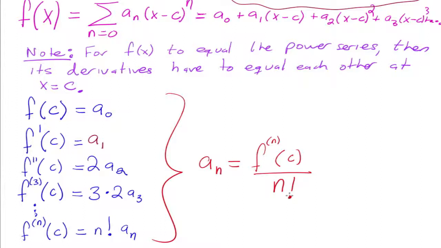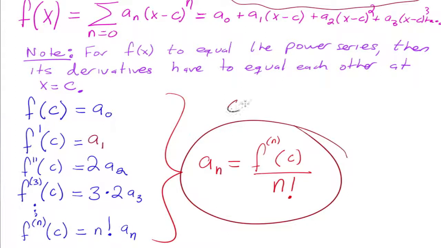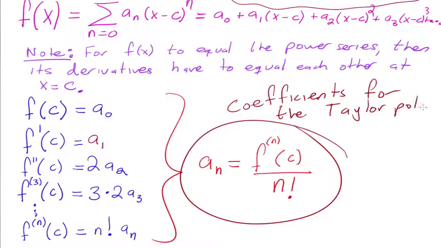What does it look like? Taylor. Yeah, the Taylor polynomials, right? Aren't those the coefficients? These right here, these are the coefficients for the Taylor polynomial of f of x centered at x equals c. Bam.